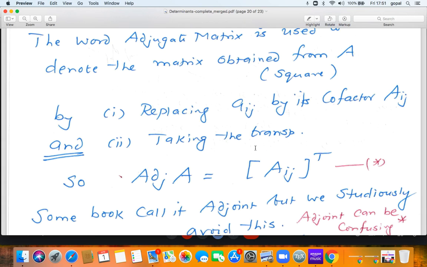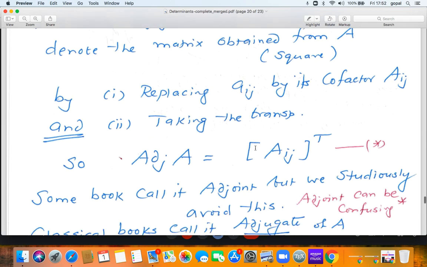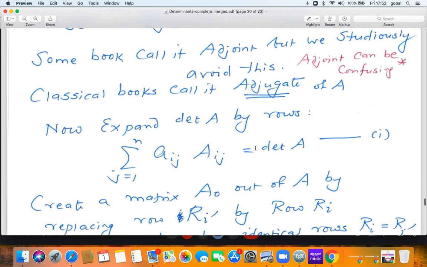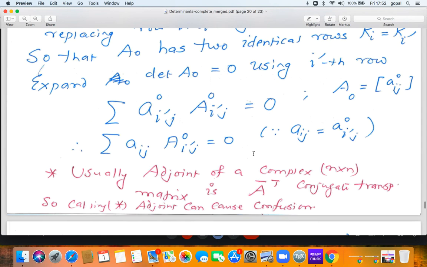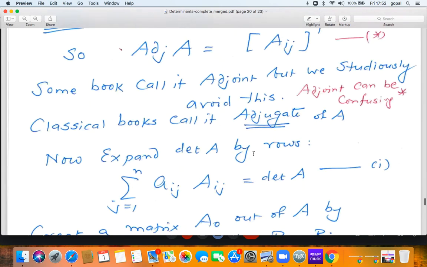Some books call the right-hand side of star the adjoint, but we are going to studiously avoid this phrase adjoint because it can be potentially confusing. The adjoint of a matrix is used very frequently to denote the conjugate transpose of a matrix. If you take a matrix A whose entries are complex numbers, and you take A bar, you replace each entry by its complex conjugate and take the transpose, that object is called the adjoint of A. So clearly it can cause confusion. So I'm not going to use the word adjoint. I'm going to use the word adjugate. Classical books call it the adjugate, and I'm also going to call it adjugate.